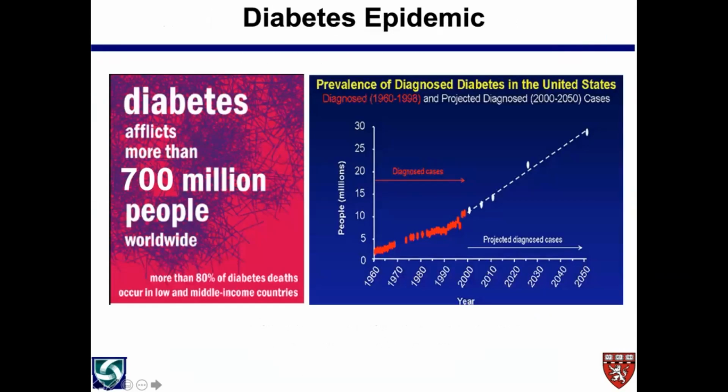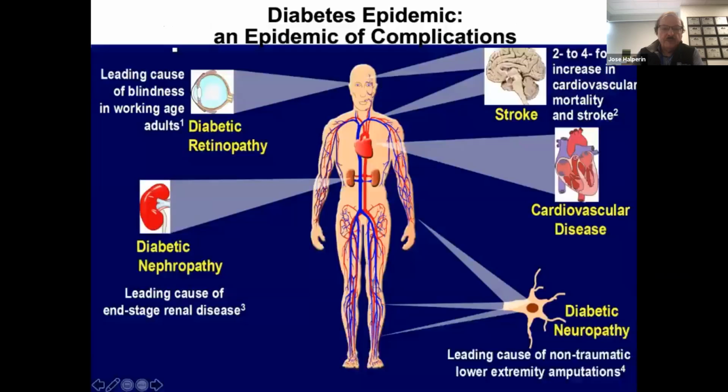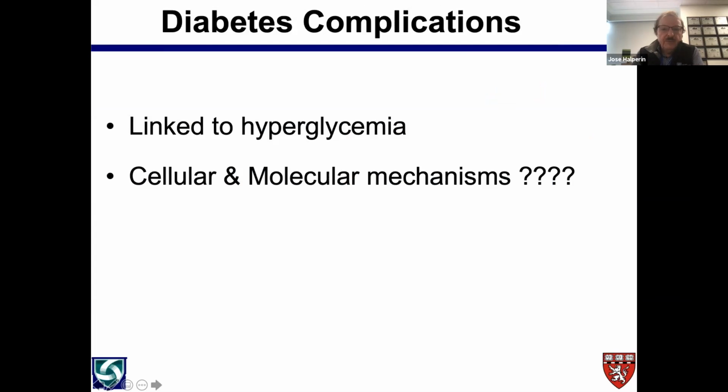I was here saying that the problem of diabetes is that high levels of glucose over time affect many organs. So an epidemic of diabetes is in fact an epidemic of its complications. Now, large epidemiological studies have clearly shown that the complications of diabetes are linked to prolonged hyperglycemia.